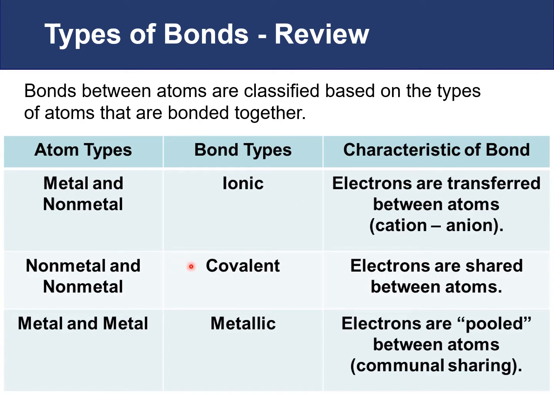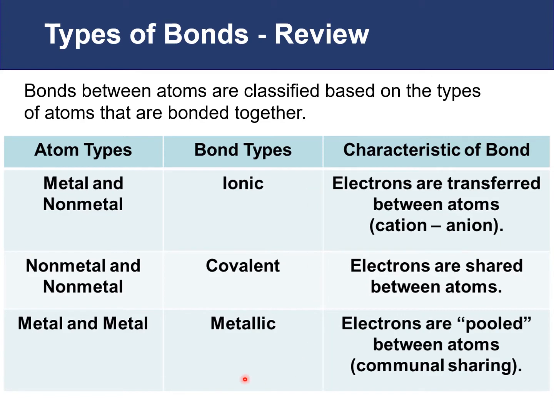The next category are covalent bonds. Covalent bonds occur between two nonmetals. In covalent bonds, electrons are being shared as opposed to transferred between two atoms. So some of the time they will spend around one of the atoms, and the rest of the time they will spend around the other atom. This is as opposed to ionic, in which the electron completely moves from one to the other.